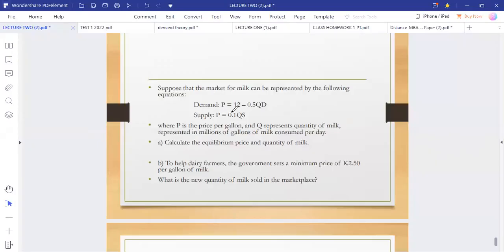So here we're told that the market has a demand function 12 minus 0.5 QD and the supply is 0.1 QS. Can somebody lead us? How do we find our equilibrium? What are we given? What was our demand? P is equal to what? 12 minus 0.5 Q. And our supply was given by what? 0.1 Q. Right, so who wants to lead us? How do you find the equilibrium?